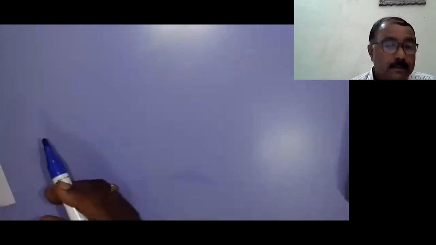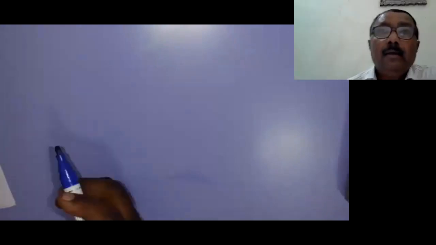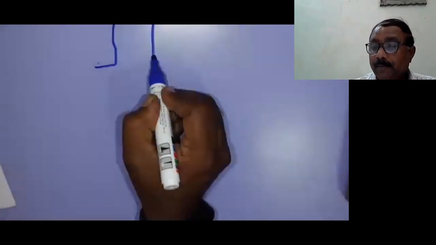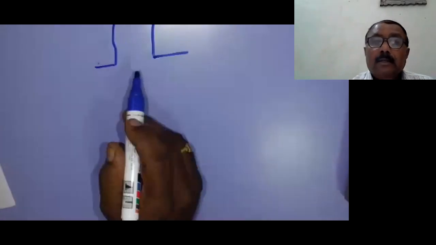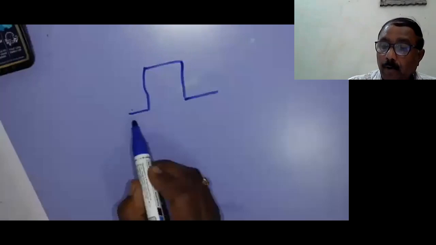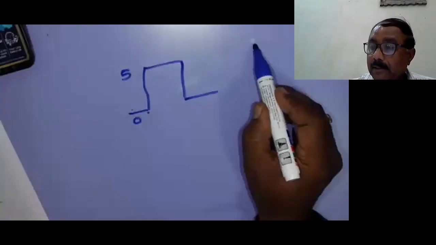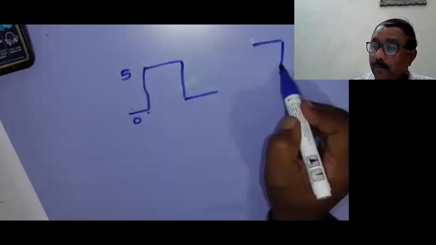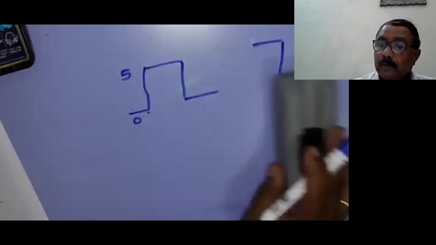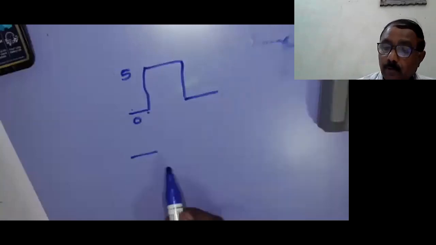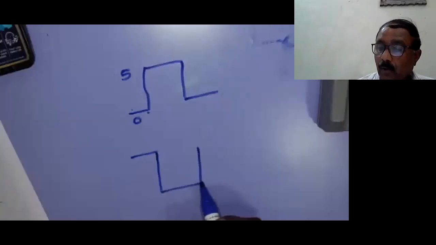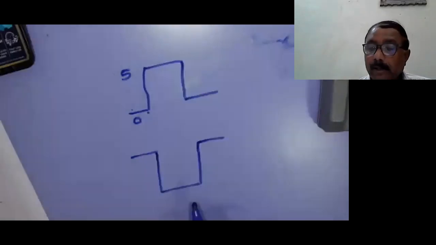Now, what is meant by edge trigger and level trigger interrupt? For any digital circuit, some triggering pulses are required. Suppose that this is the triggering pulse. In this triggering pulse, the signal goes from 0 volt to 5 volt, from low to high. In some triggering pulses, initially the voltage is high and then it becomes low. So these are the two types of triggering pulse.